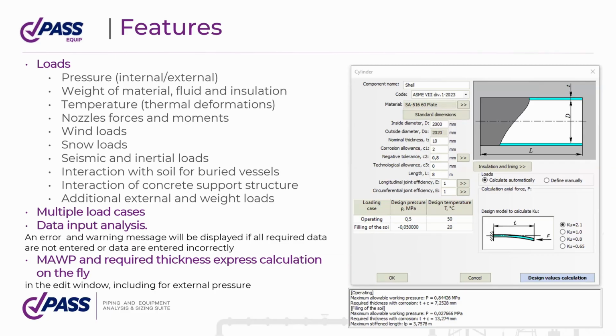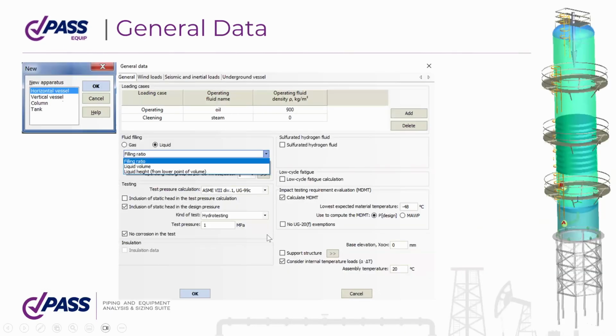So input data is smart, so the software checks all the data and gives you errors or warning messages that something is wrong or suspicious. And we also have on-the-fly analysis for required thickness or MAWP. And when we define data for elements in the same window, you immediately see everything. This is an example of the general data screen where you can define load cases, what the fluid is, gas or liquid, and how you would like to take it into account, and also what code you want to apply for testing and so on.